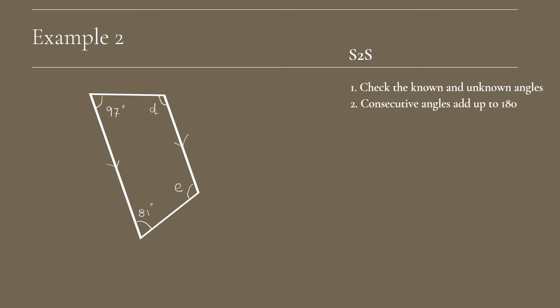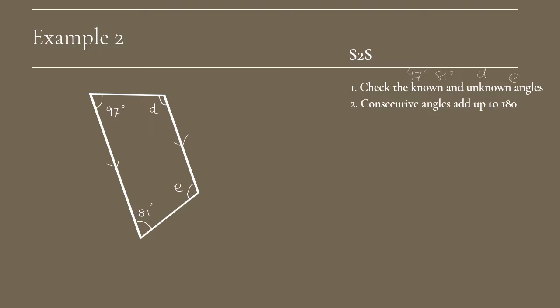Again, check the known and unknown angles. That is step 1. So the known angles that we know are 97 degrees and 81 degrees. And the unknown angles that are yet to be found are D and E. So let's just do this one after the other, one by one. So it helps if you can use your highlighter.